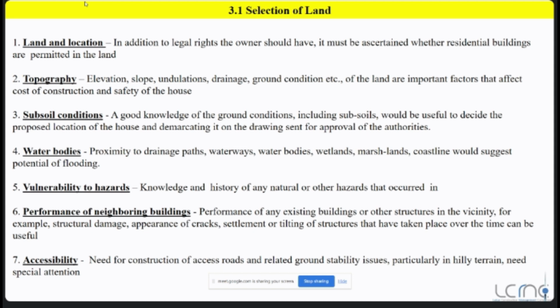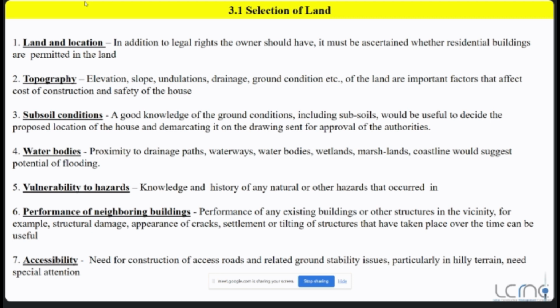If you observe peat soil, you can't do construction works there. You need to remove the peat soil first and do the ground improvement using good soil. Otherwise, you can't do any construction work on top of marshy lands or wetlands. Keep that in mind. So for water bodies, there are two ways: one is the positive side, the other the negative side. Number 5, vulnerability to hazards.